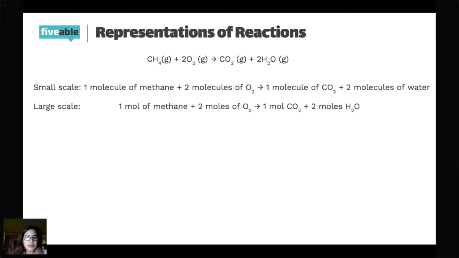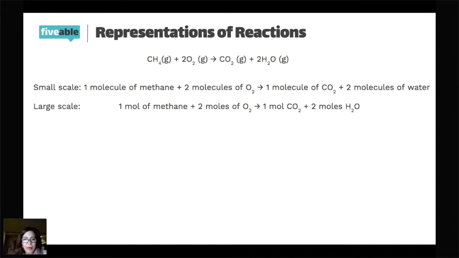Okay, so what do these coefficients of the balanced equation really mean? If we're talking about small scale in the equation, they mean molecules, like individual items. For example, this is 1 molecule of methane, 2 molecules of oxygen, which react to produce 1 molecule of carbon dioxide and 2 molecules of water. Now, as we know, atoms and molecules are very small. So it would be very, very difficult to work with atoms and molecules. So that's why we use the term of the mole. The mole is a unit of measurement in chemistry.